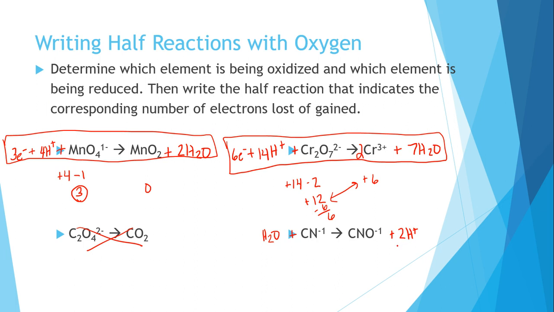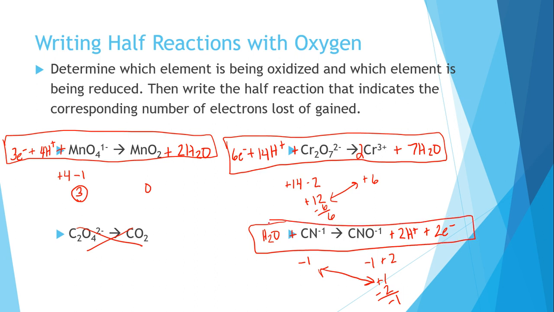Now that my atoms balance, I need to make sure my charges balance. Here I only have 1 negative 1 charge, so I have a negative 1 charge on the left. Here I have a negative 1 charge and then 2 positive charges, which gives me a positive 1. So I want to make sure these equal. Again, we're going to add electrons to the most positive side. So in order to get from 1 to negative 1, you actually have to add 2 electrons, because positive 1 minus 2 gives me negative 1. So this would be your balanced half reaction for this one.